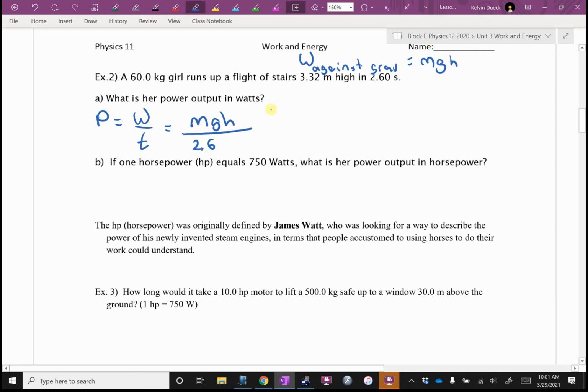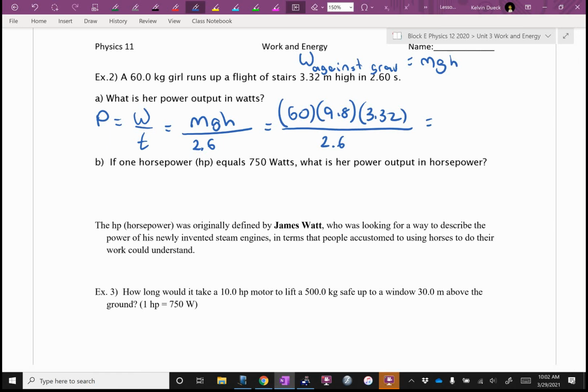What's the mass of this girl? 60. g, 9.8. h, 3.32. All over 2.6. What do you get? Units, power is measured in watts. And so if 1 horsepower equals 750 watts, what's her power output in horsepower?